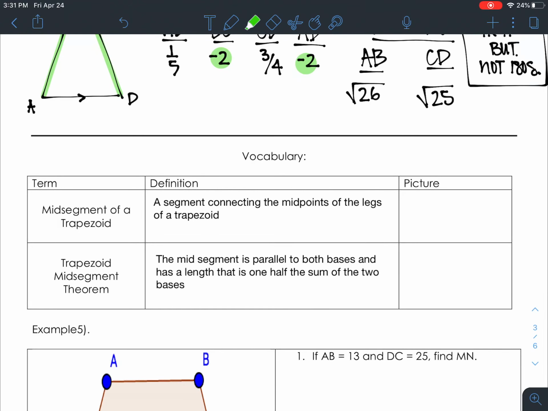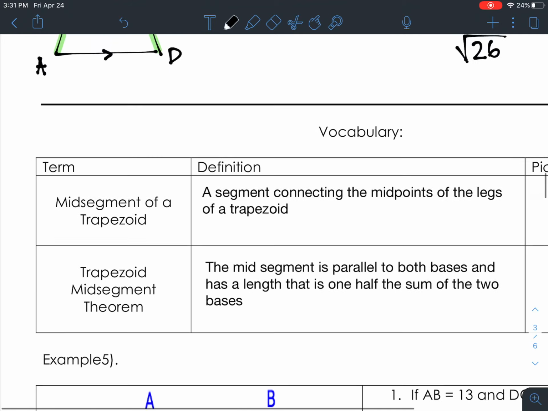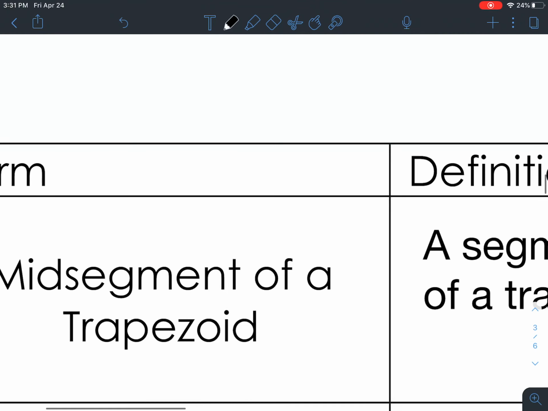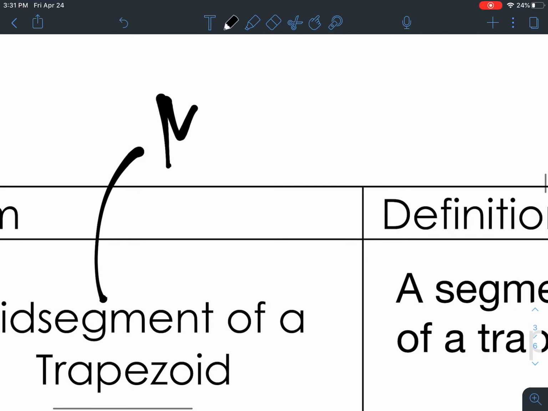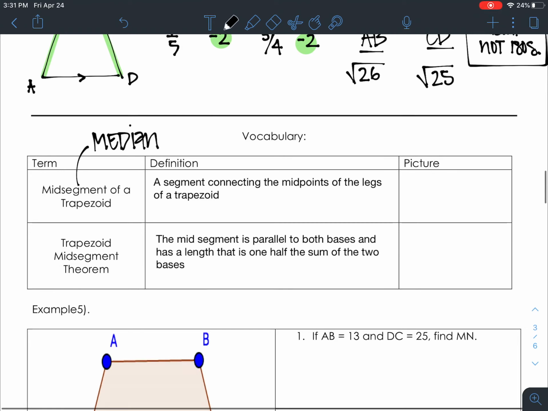Okay, all right. So we're back here, and we're talking about a mid-segment of a trapezoid. The mid-segment is actually also called a median, so you might see those interchanged. I think a mid-segment might be a little more descriptive though. A mid-segment is a segment that connects the midpoints of the legs of a trapezoid. It can be of any trapezoid. It doesn't have to be an isosceles trapezoid.